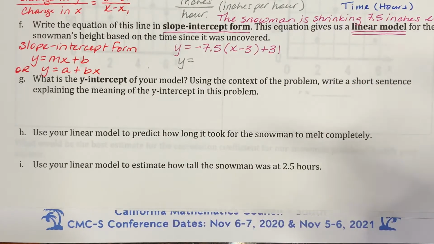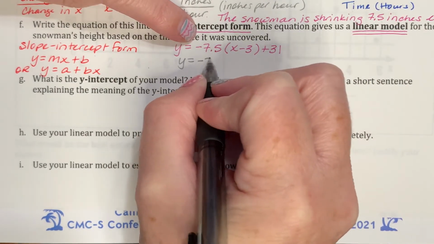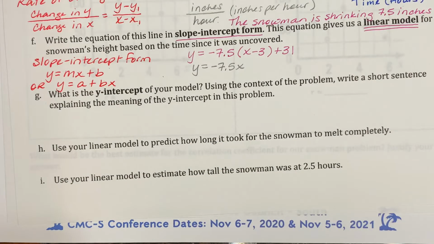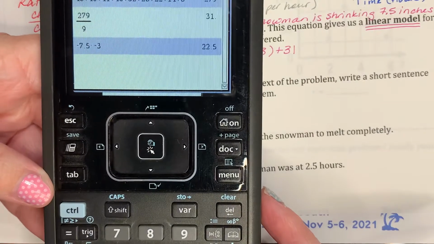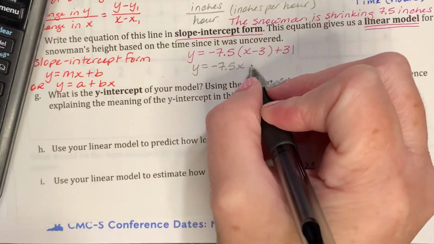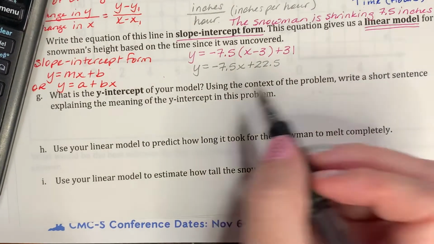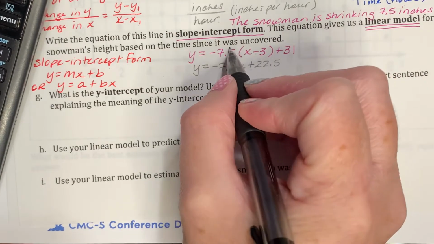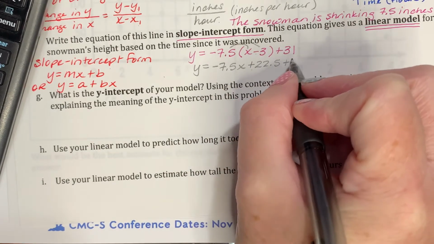So we're going to say y equals, I'm going to distribute. So negative 7.5 times x is going to be negative 7.5x. Negative 7.5 times negative 3. I'm going to multiply this out so I can get it correct. So I'm going to show you there is 22.5. So this is going to become plus 22.5. Why is it plus? Negative times negative becomes a positive, right? So that's just me distributing. And then plus 31 still, I haven't written that. So we're going to say plus 31.